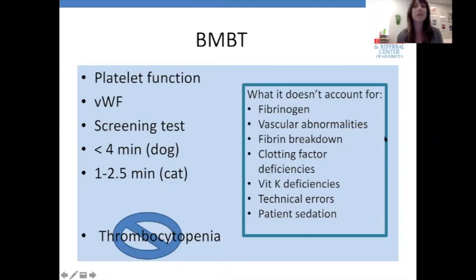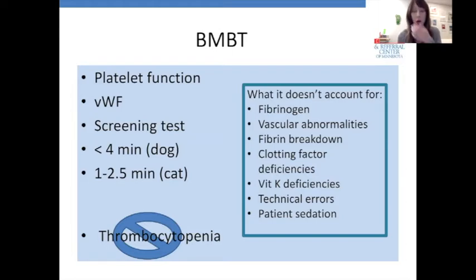So anyway, the BMBT evaluates platelet function. You want to have normal platelet numbers when using it, of course, and it'll also evaluate for von Willebrand's disease. So it'll be prolonged in patients that have von Willebrand's disease, low von Willebrand's factor. It is a screening test, and it's easy to create user error with it, so you do have to be a little bit careful.